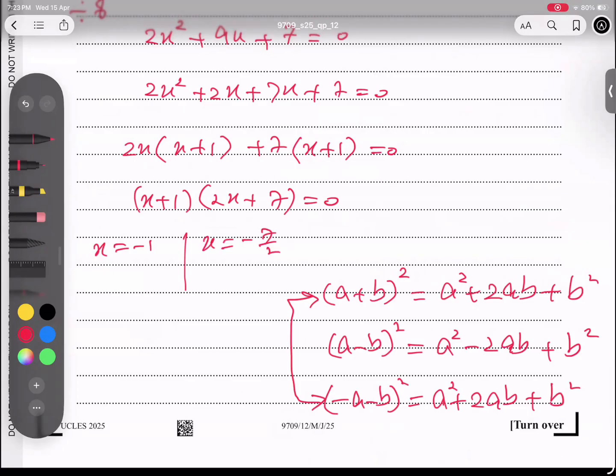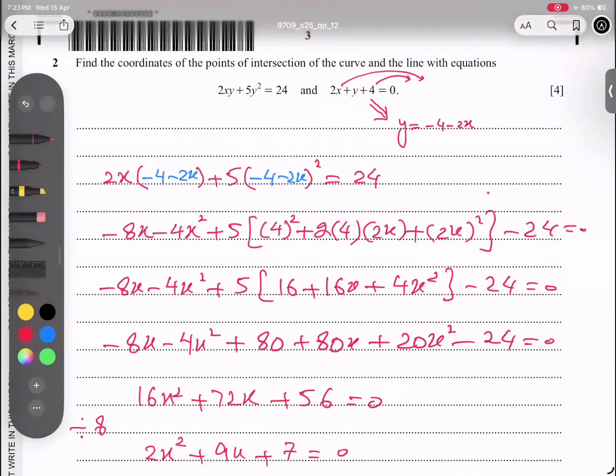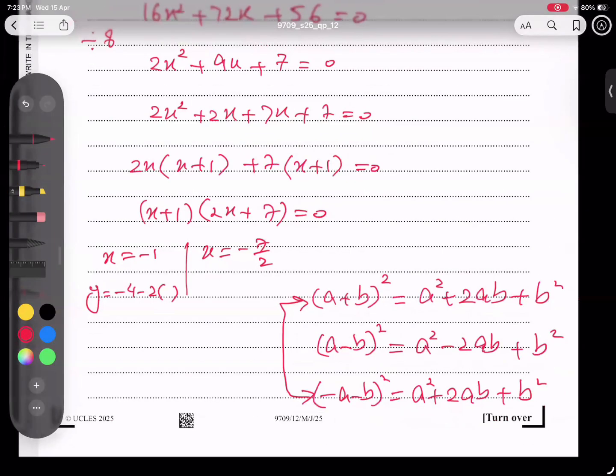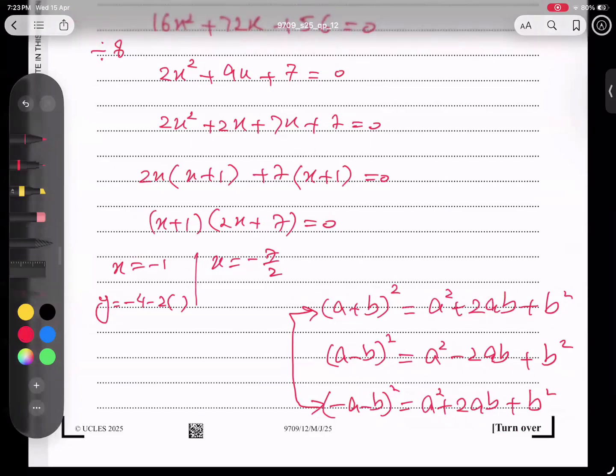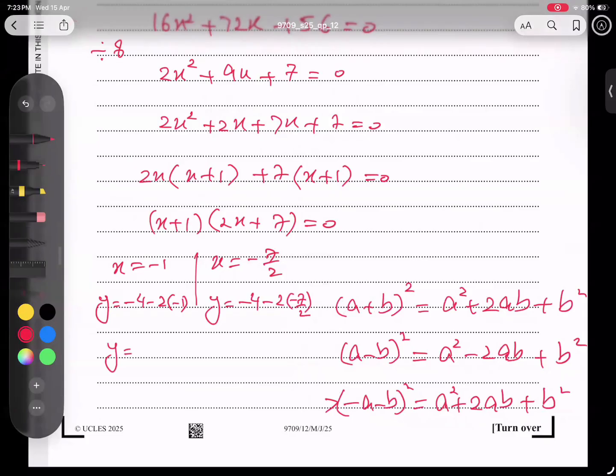Is the question over? Not at all. I have to put back in the top equation. Which equation? -4, -2x. Now I put -1, I put -7/2. And here I got a positive 2 and I got -2. It means -1 and -2 is my first answer.